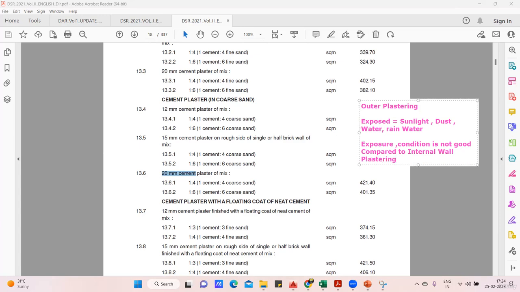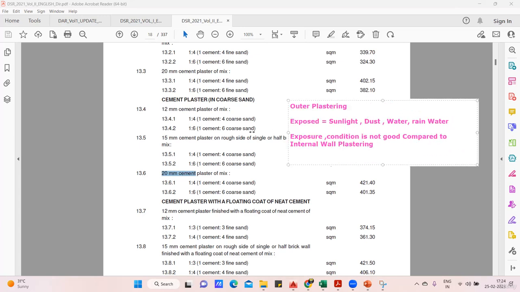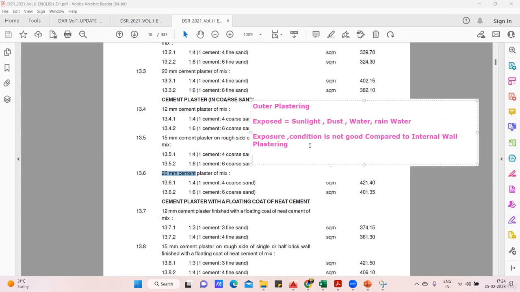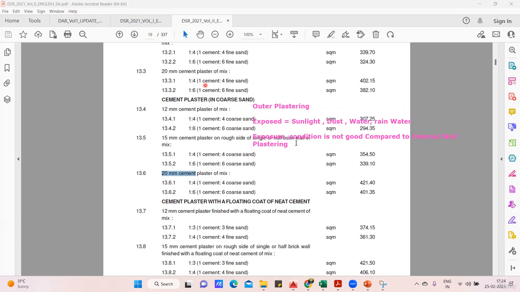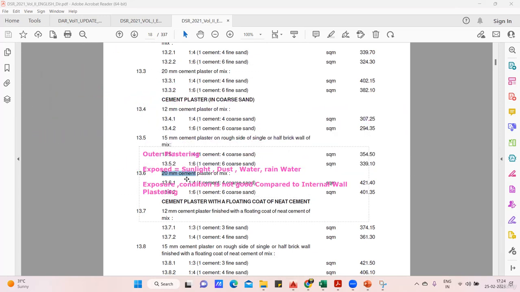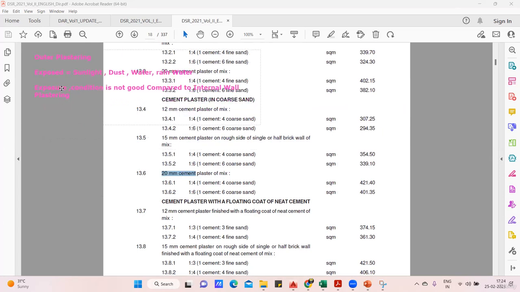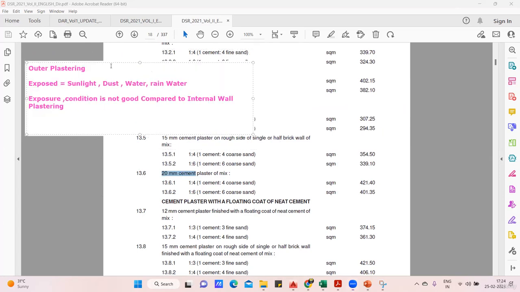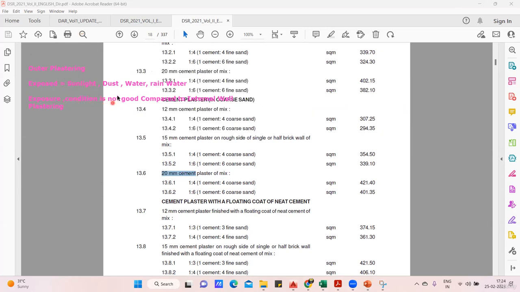Now what will happen in internal plastering? Like 12 mm was my internal plastering. In inside plastering, will you be getting sunlight? No, because inside sunlight will not come. Now don't tell me, sir, through the window it will come. All those things we will not consider. Yeah, there are few students who may tell, sir, from inside it will come. That will not. Then is your inside wall subjected to dust? No, very little dust. Water, very little. Rainwater, anyhow, it will not be exposed to rainwater if it is inside plastering.